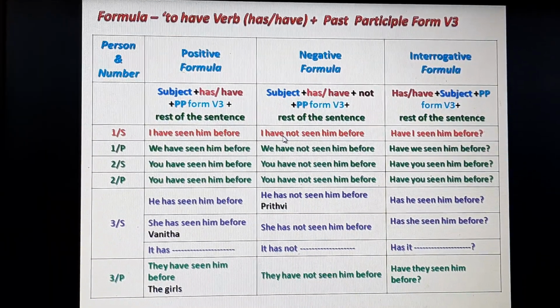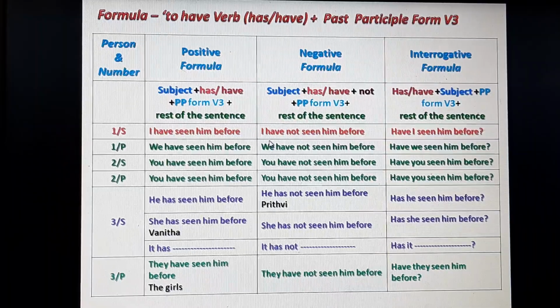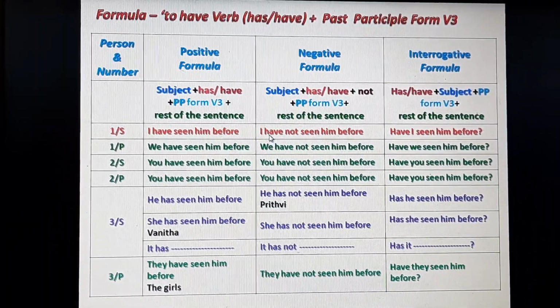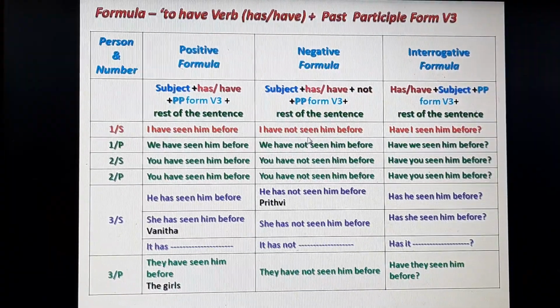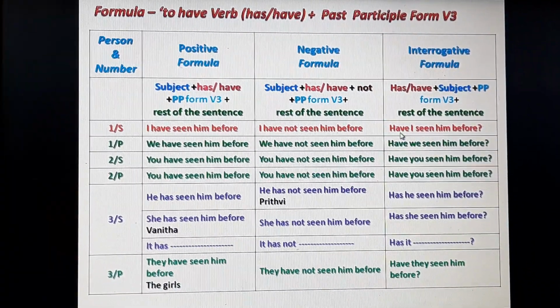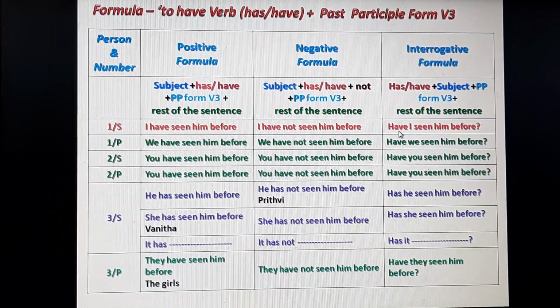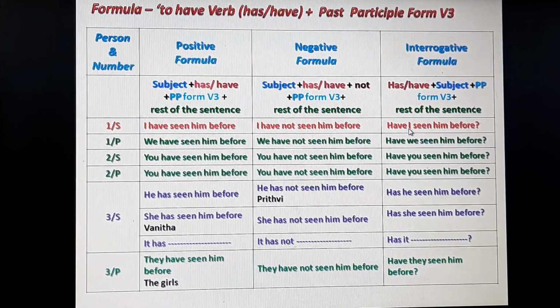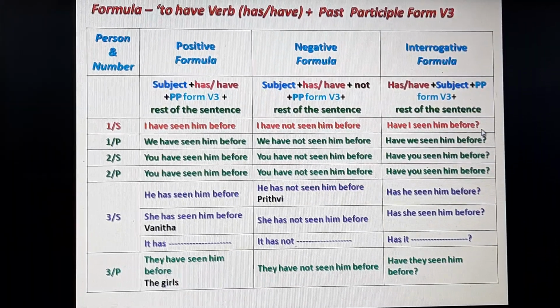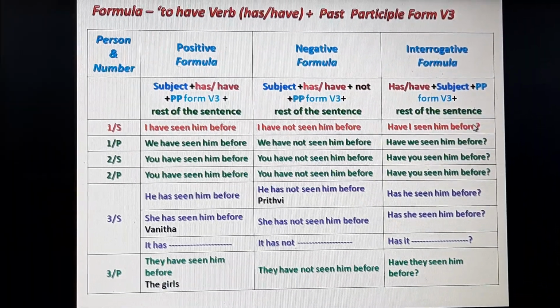In the negative, you have to use not. I have not seen him before. Now, where do we use the not? In between the have auxiliary and the past participle form of the verb. And in the interrogative, you bring the have auxiliary first, you put the subject, then the past participle form, and the rest of the sentence. So it is, have I seen him before?